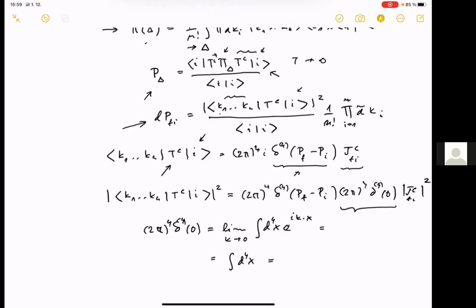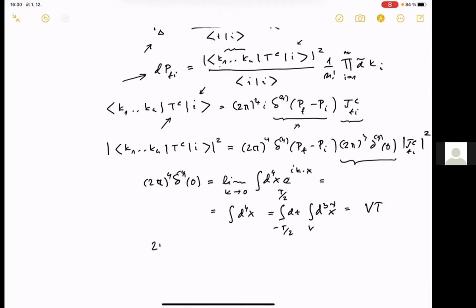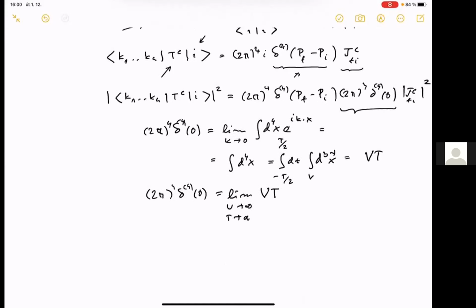And what we did when we met such an expression was to make an infrared cutoff. That means to place our system in a box, and here also to limit the time. Therefore, we can regulate this, taking the integral from −T/2 to T/2 over dt times the integral over some finite volume d^3x. What we get here is just V times T. So in fact, formally, we can write this (2π)^4 δ^4(0) as a limit for V going to infinity, T going to infinity, like this 4-volume of our Minkowski space.